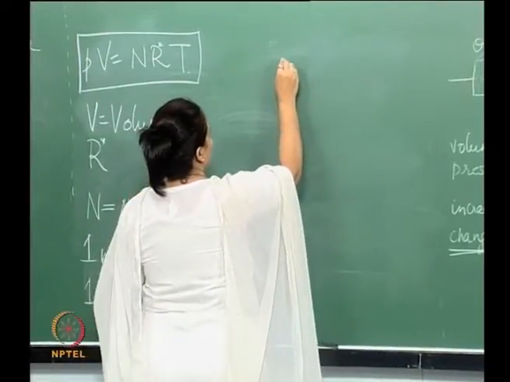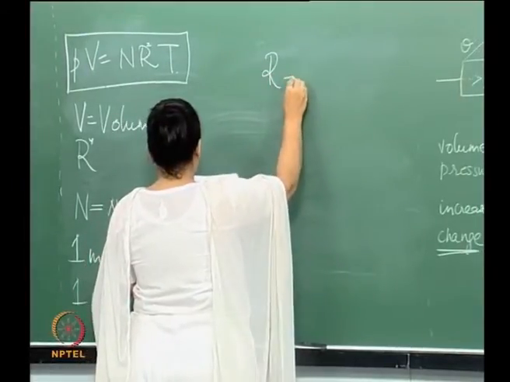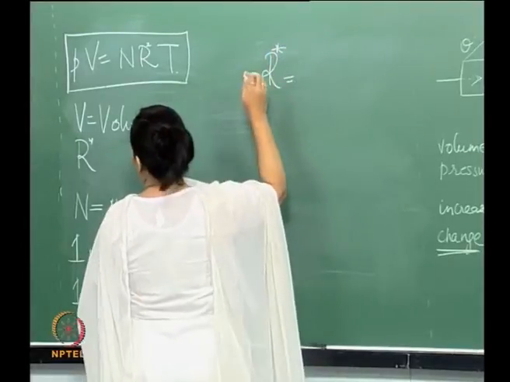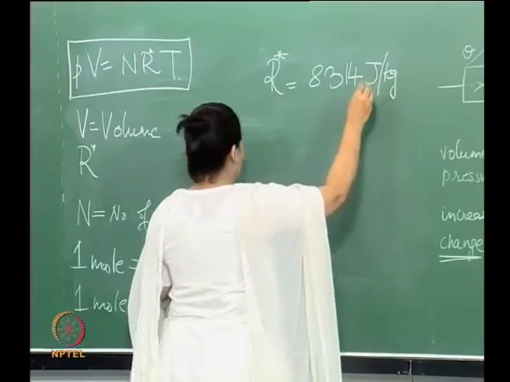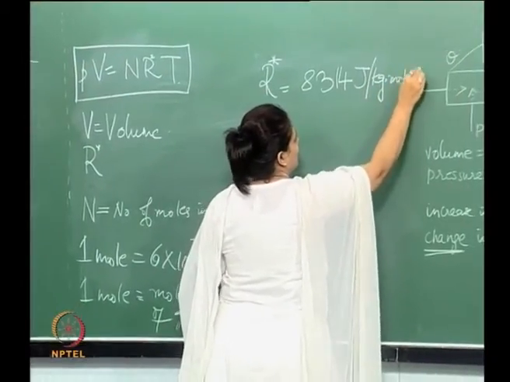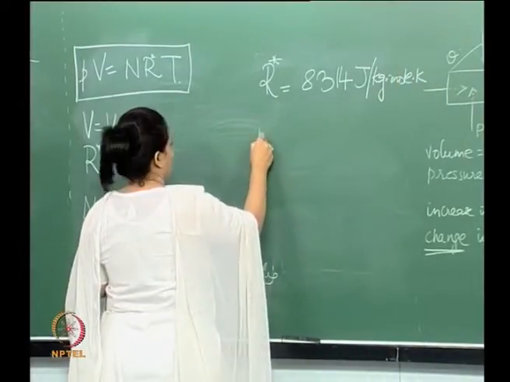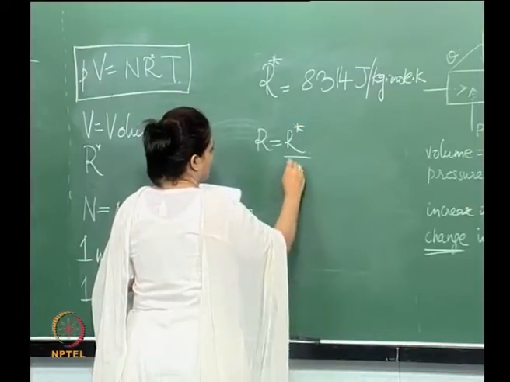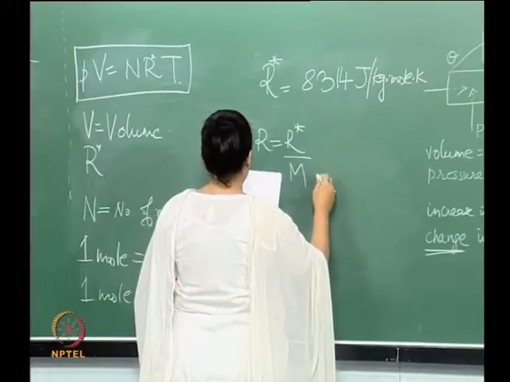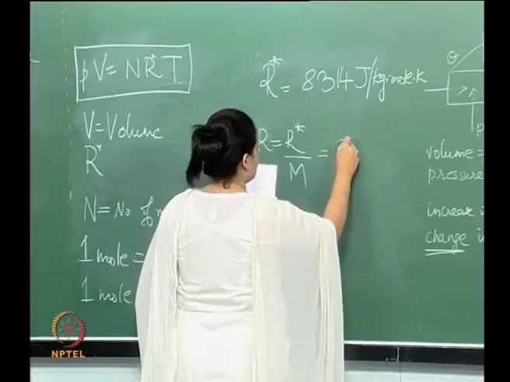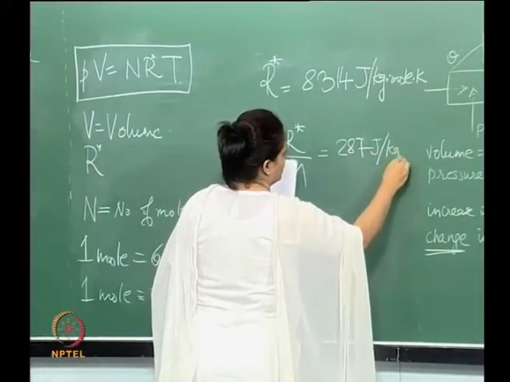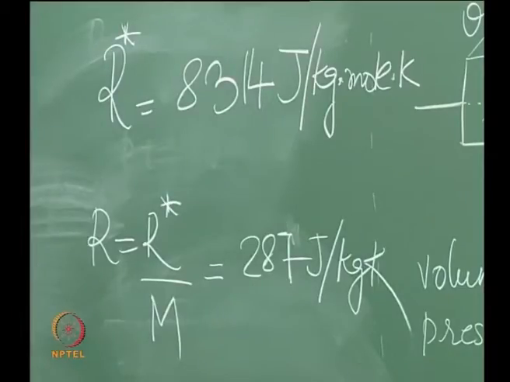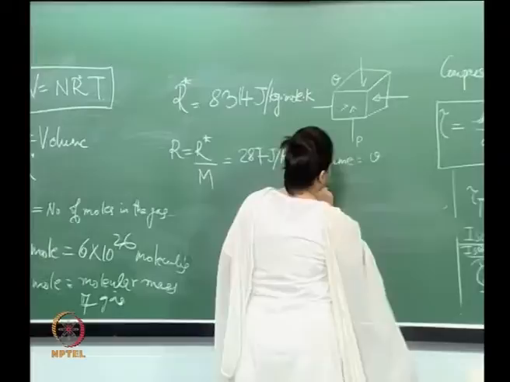So for example, this is the universal gas constant, R star. It is equal to 8314 joules per kg mole Kelvin. The specific gas constant is R star per molecular weight, and for air, for example, it is equal to 287 joules per kg Kelvin. These are some numbers which you should be familiar with. What we will do now is quickly do an example and wind up for today.